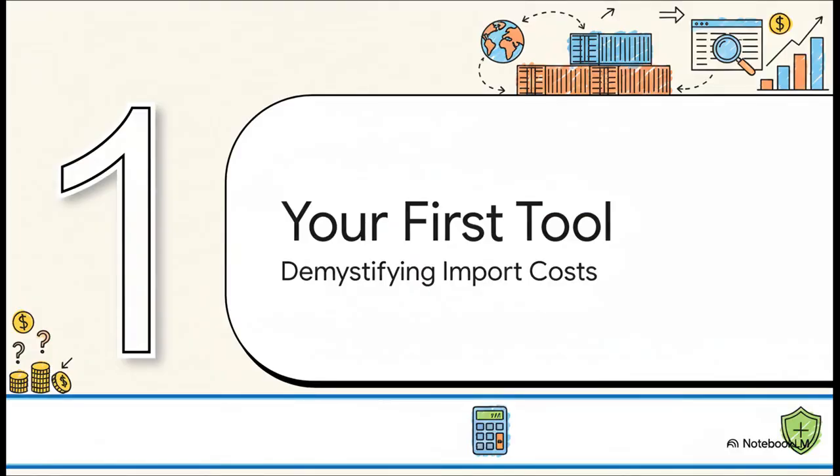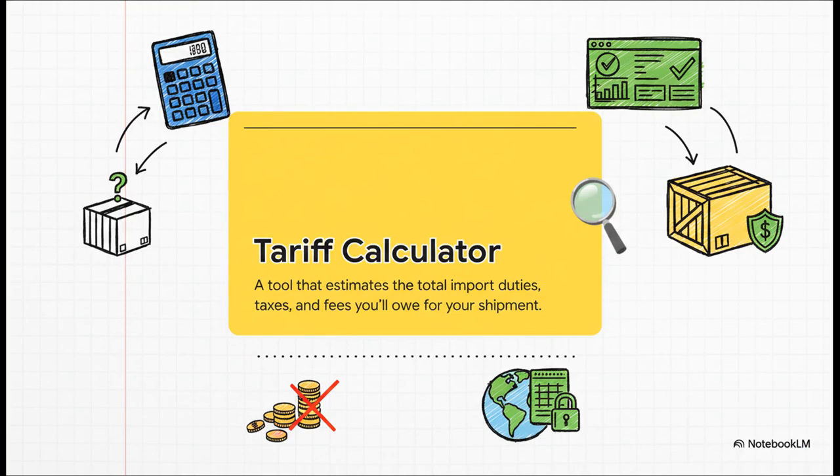Well, your first line of defense is a pretty simple but really powerful tool: the tariff calculator. Let's take a look at how this one tool can start to demystify that whole confusing world of import costs. At its heart, a tariff calculator is pretty much what it sounds like. It's a tool designed to give you a solid estimate, a good ballpark figure, of all those government charges you're going to face when your stuff crosses the border. It's really all about bringing some predictability to what can feel like a super unpredictable process.